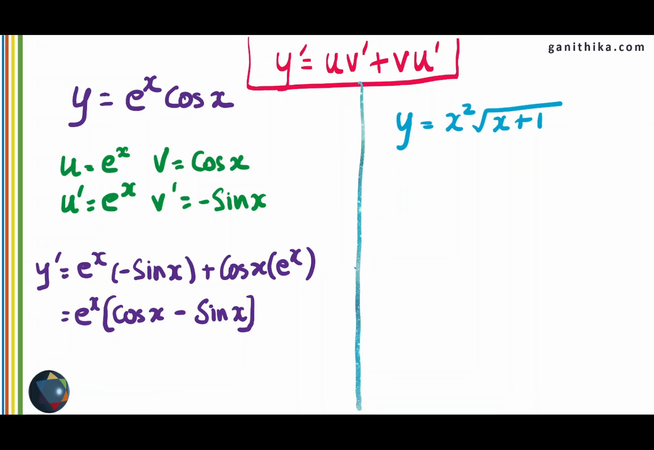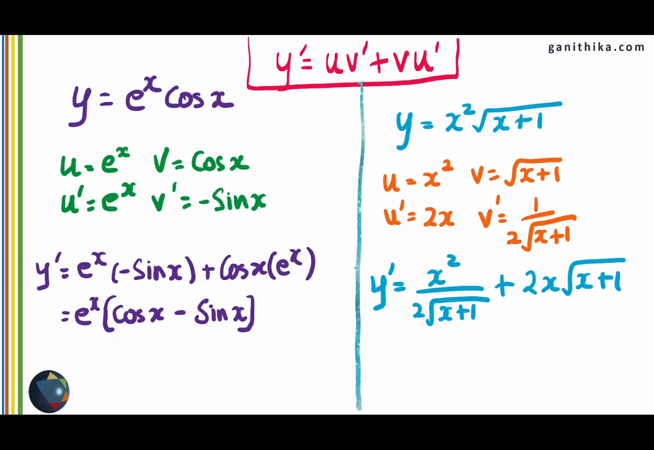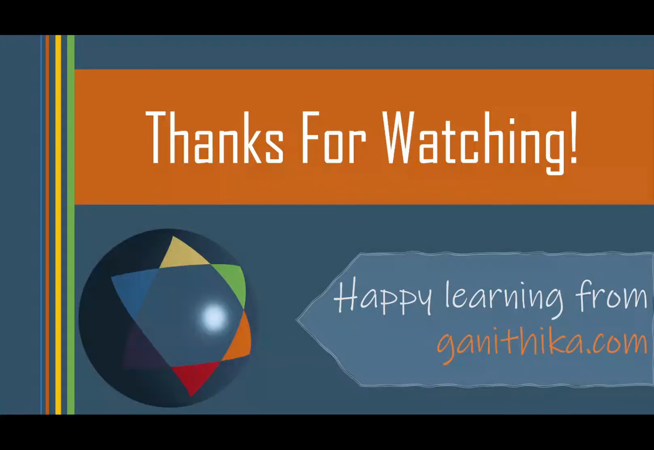Another example, y equal to x square root of x plus 1. So x square is u, root of x plus 1 is v. Finding the derivatives of each of them, we get all these four functions. Let's plug these values into the rule. If required, we can simplify this further, or we can leave the answer as it is.